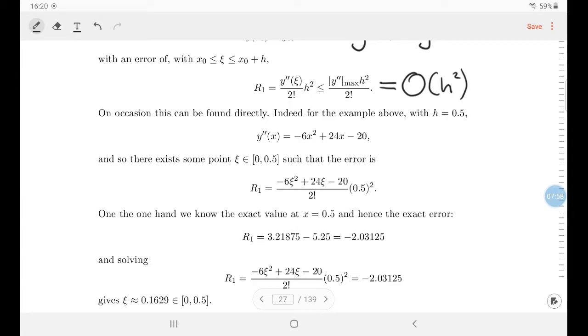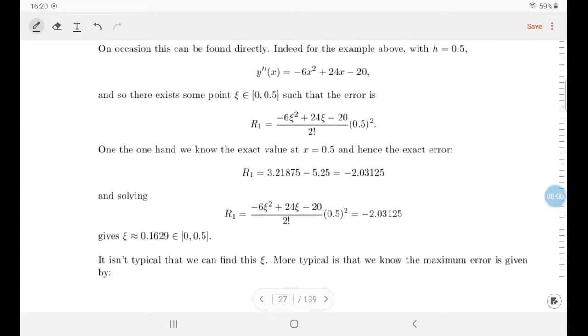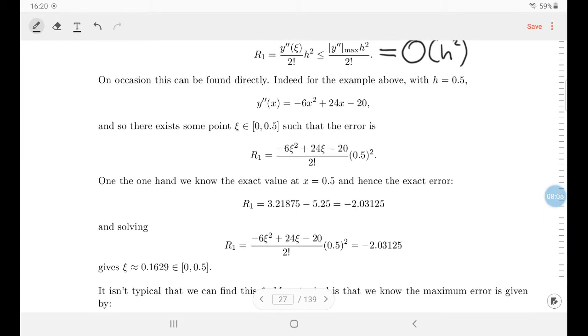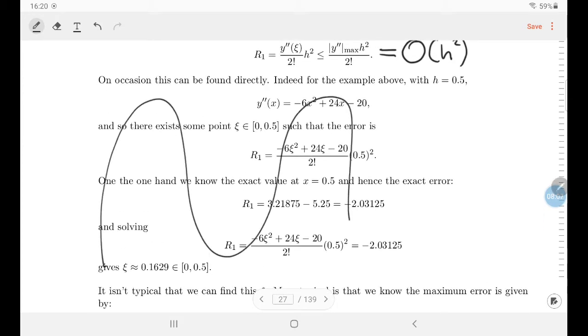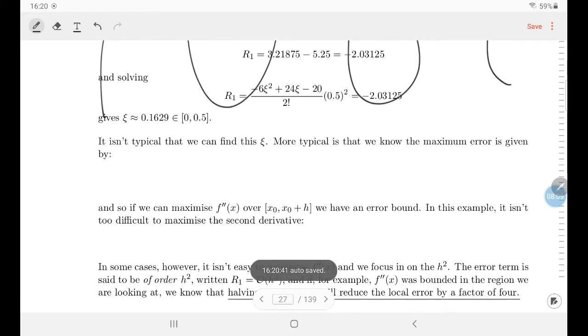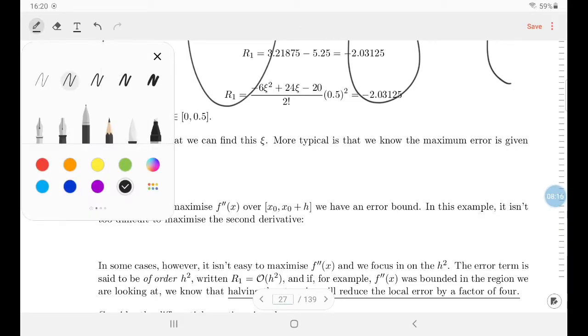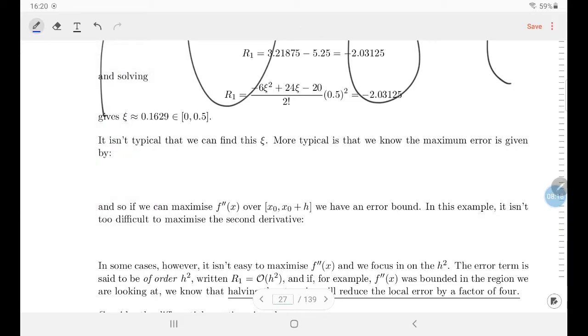On occasion, look, this actually isn't interesting, but you can find the exact place. It's just not important. I'm actually going to throw this bit out. It isn't typical that you can find this. So usually what we'll do is, so we know that, okay, so let's set up everything and just kind of make this a bit clearer. So use the Euler method to approximate y of x1.